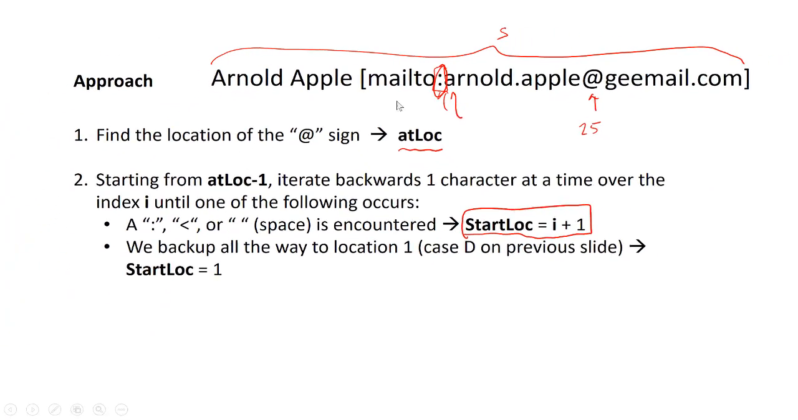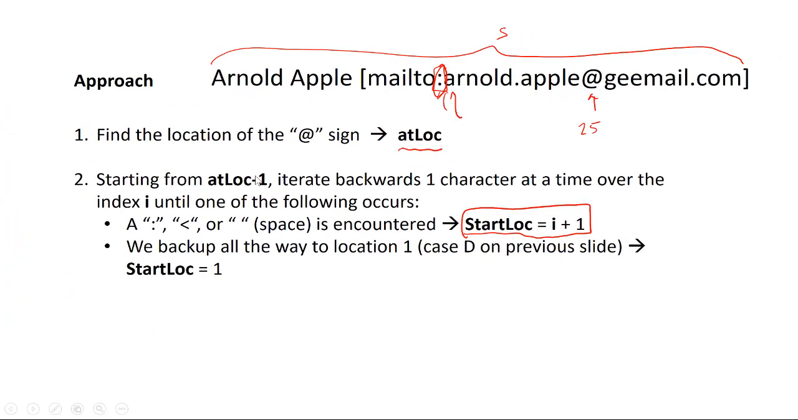So for example, we're going to start at location -1. So here we have our @ location. We're going to start at the E in this scenario, and we're going to go down by -1 until we either hit a colon, a less than sign, or a space. Or if we go all the way to 1, that's when we're going to stop.